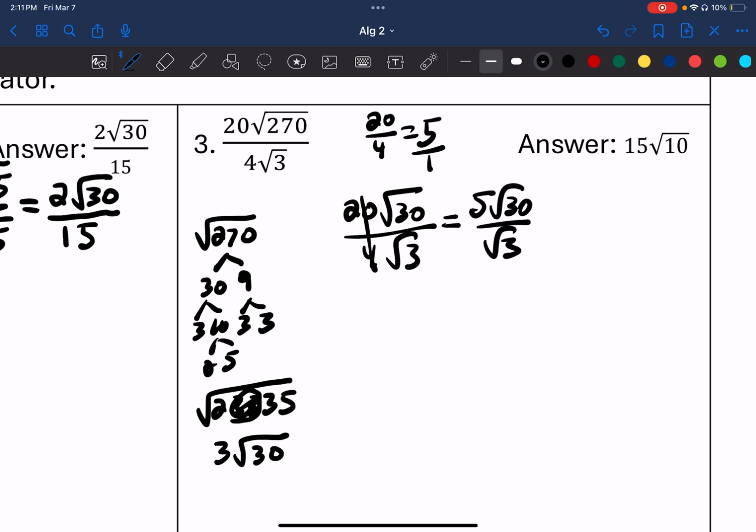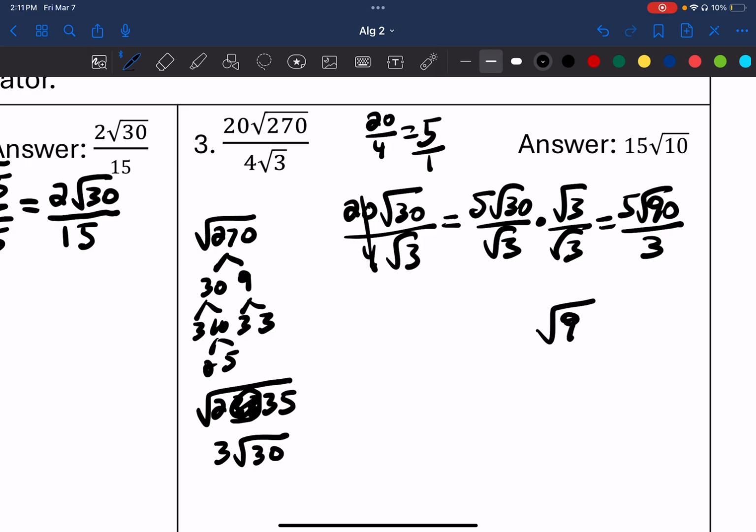We've done that, essentially. I'm going to pause here because we're going to do this two separate ways. The first one is the way that we've been learning, right? Just multiply square root of 3 over square root of 3. That would then be 5 times the square root of 90 over 3.